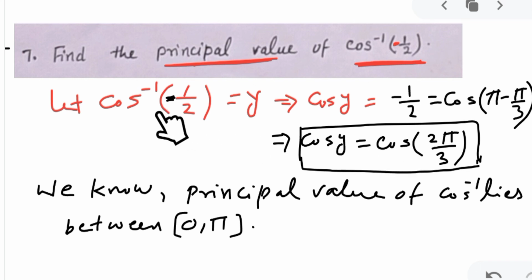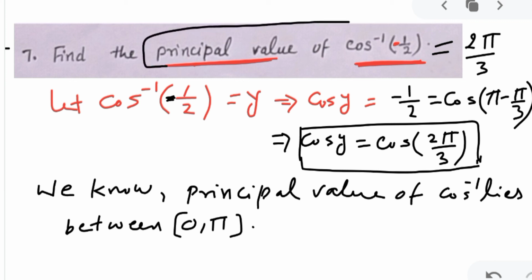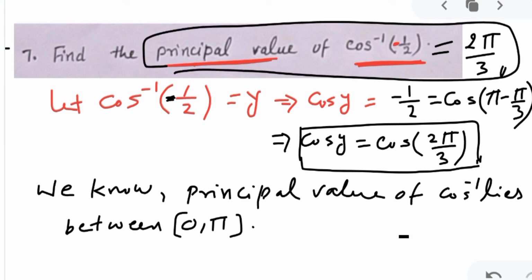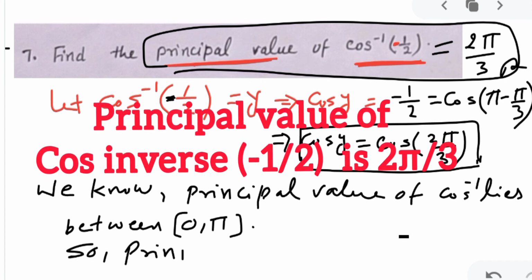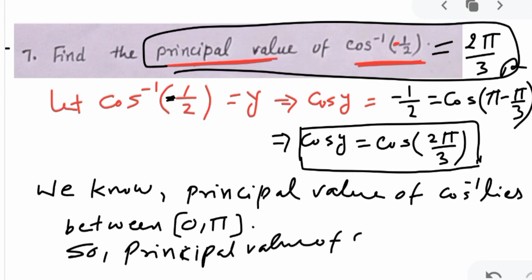And y is nothing but cos inverse minus 1 upon 2. So we can say that the principal value of cos inverse minus 1 upon 2 is nothing but 2 pi upon 3. You will write in the final answer that the principal value of cos inverse minus 1 upon 2 is equal to 2 pi upon 3, and that will be your answer. Okay, so I hope you understood.